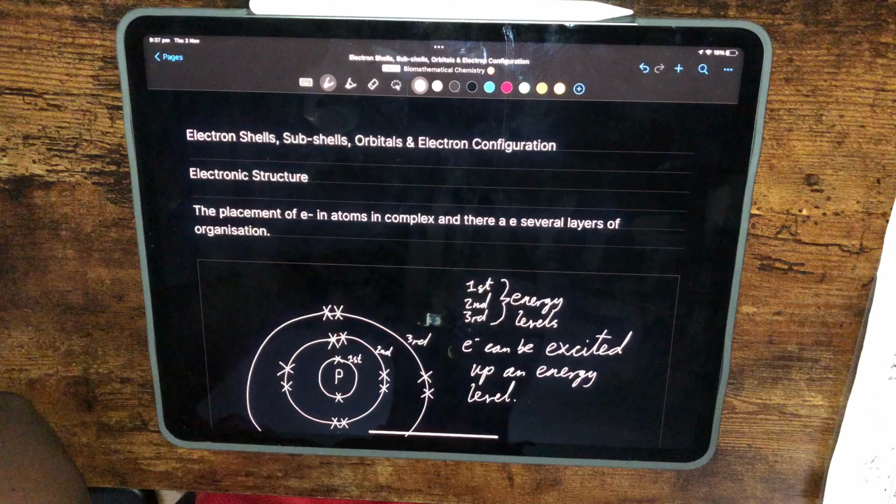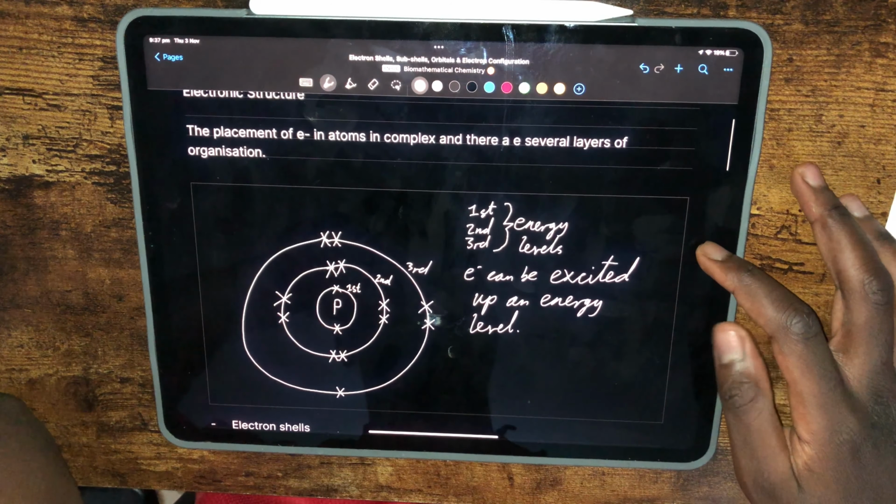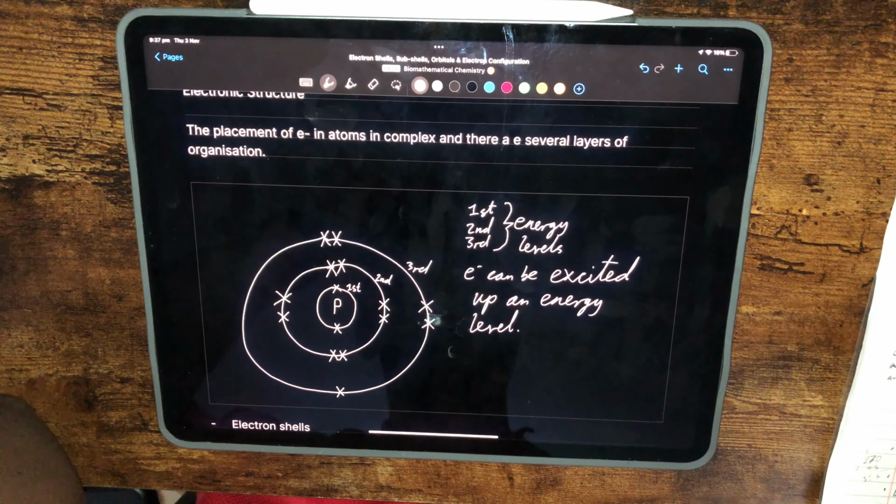Alright, welcome to another AQA chemistry video, and today I'm going to be doing a video on electron shells, subshells, orbitals, and electron configuration. So, the electronic structure, the placement of electrons in atoms, is complex, and there are several levels of organization. So this is the atom, this is a phosphorus atom, as you know it from GCSE.